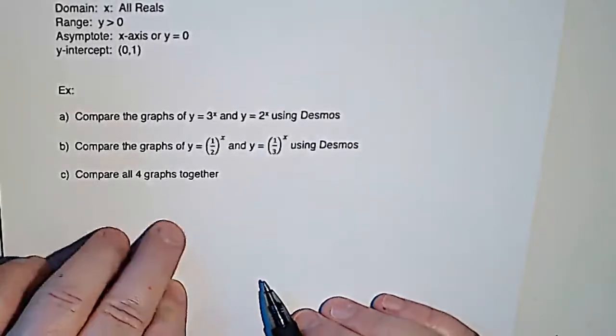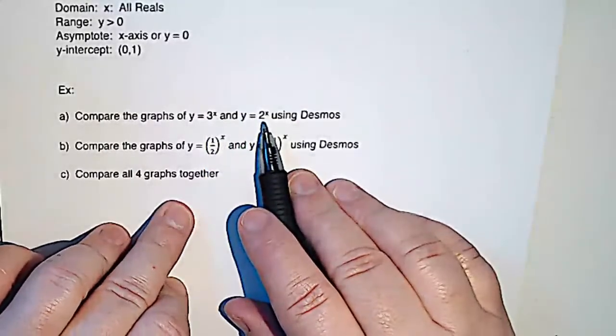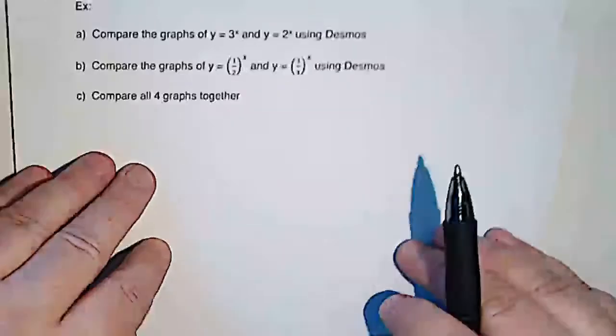So what do we know? Well, 3 to the x and 2 to the x, we've got some interesting things.